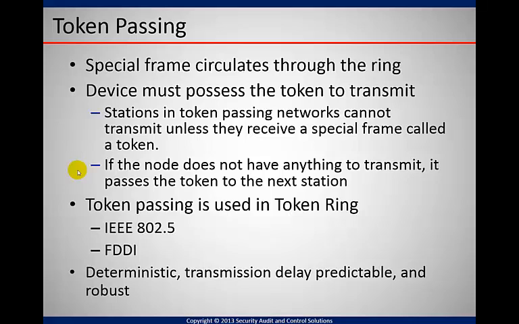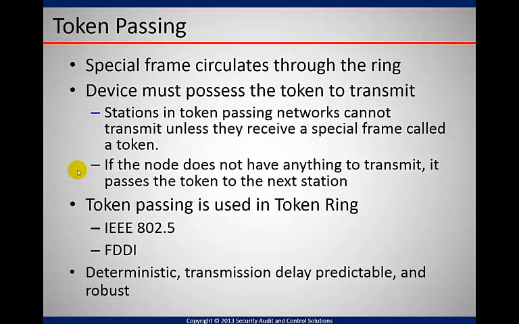For those who are fortunate enough to have worked with token ring, this is token passing. A special frame circulates through the ring. A device must possess the token to transmit. Stations in token passing networks cannot transmit unless they receive a special frame called a token. If the node does not have anything to transmit, it passes the token to the next station. Token passing is used in token ring, such as IEEE 802.5, and also FDDI.